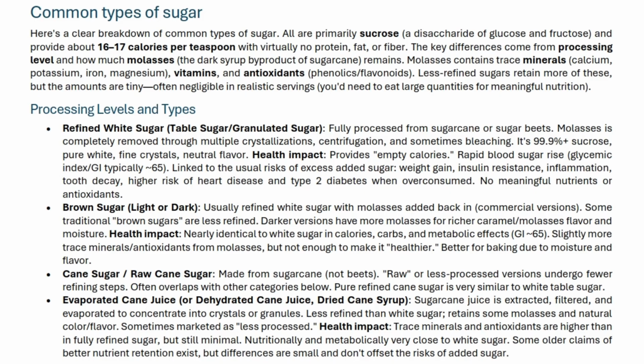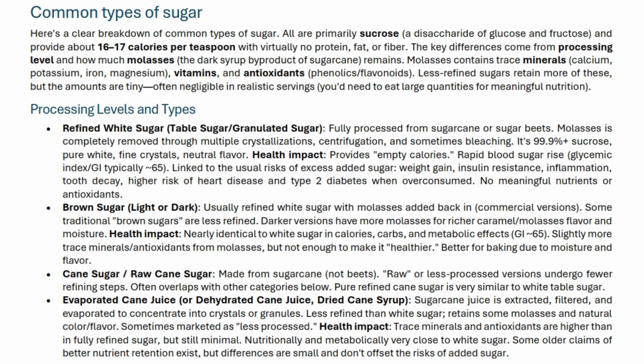Refined white sugar or granulated sugar is fully processed from sugar cane or sugar beets, with molasses completely removed. It is composed of over 99.9% sucrose and is characterized by its pure white color and fine crystals. This type of sugar is associated with empty calories and can lead to rapid blood sugar spikes, with a glycemic index around 65. Excessive consumption is linked to various health risks, including weight gain, insulin resistance, inflammation, tooth decay, and an increased likelihood of heart disease and type 2 diabetes.